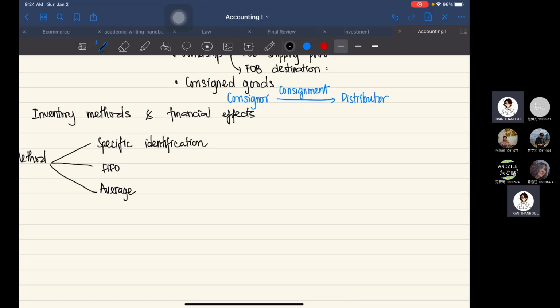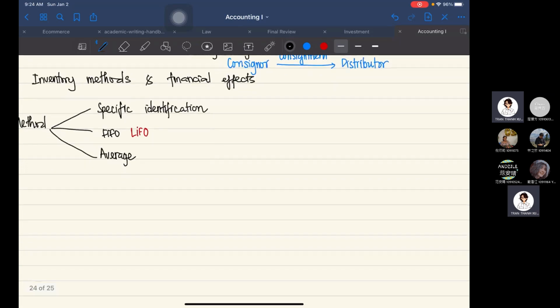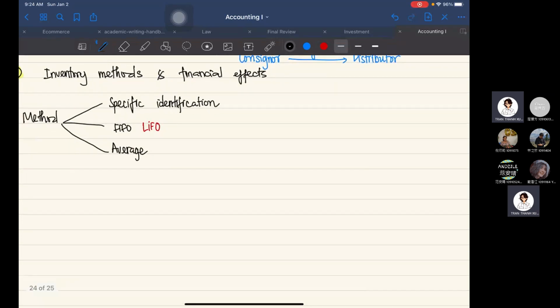Besides FIFO, we also have LIFO, but this will not be introduced in this chapter. If you want to know more about it, you can search for this term. The two terms are totally different. FIFO is first in, first out, which means the item purchased first will be sold first. But for LIFO, the last one produced will be the first to be sold. Just like that.